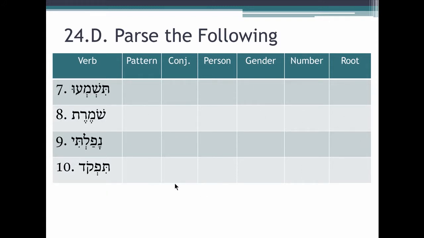Number 7, tishma'u. Do we have a prefix? Yes, we do. Discernible lemma, shema, with a u ending. Kal imperfect, second masculine plural from shema.